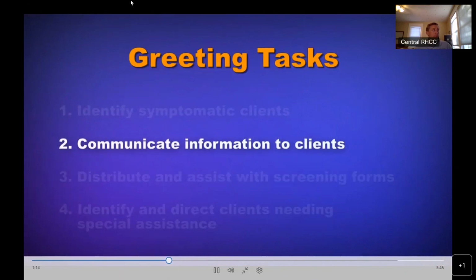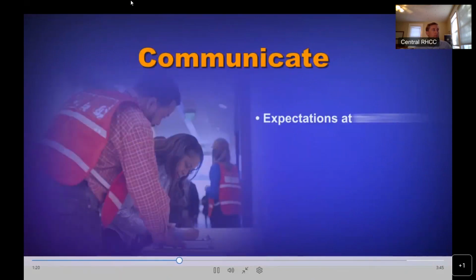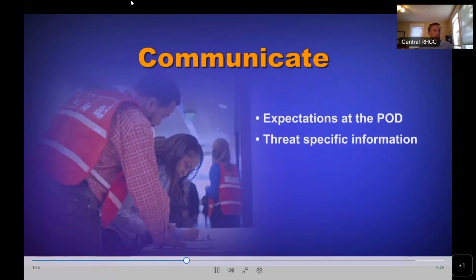Task 2. Communicate information to clients by letting them know they are at the correct location to receive MCMs, providing an overview of what to expect during the process, providing incident or threat-specific information, and estimating the amount of time it will take to get through the pod.